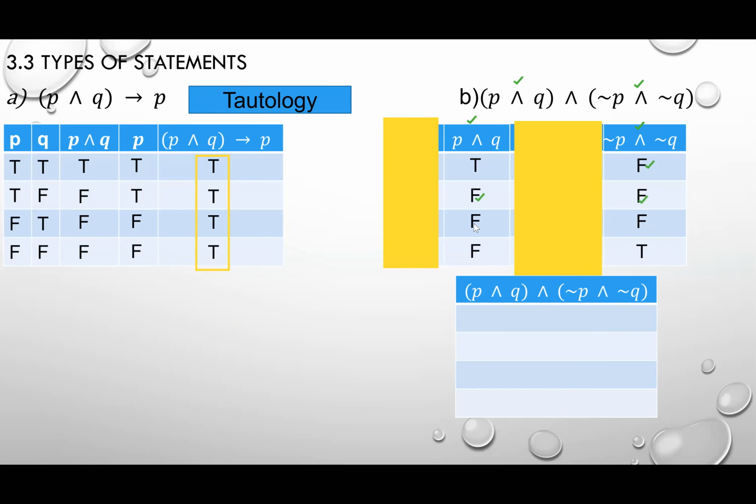The second thing is false. I see a false here. The third thing is false. I see a false here. The fourth thing is false. So as you can see, the first line, there's a false, so the result is false. Second line, there's a false. Third line, there's a false. The fourth line, there's a false.